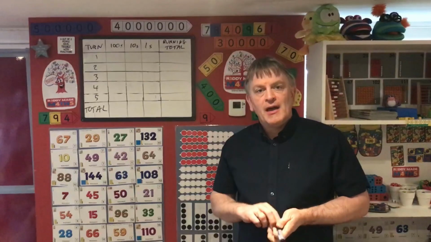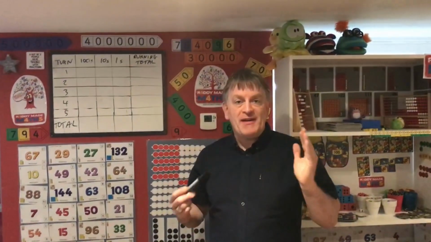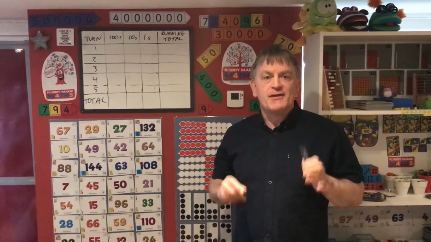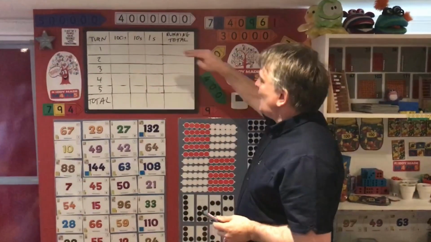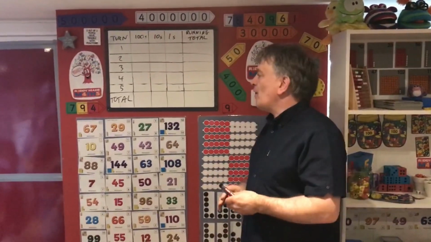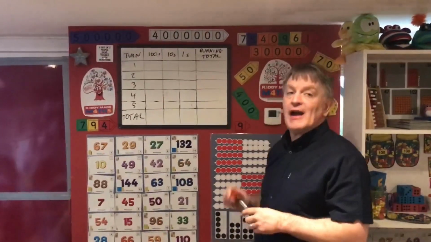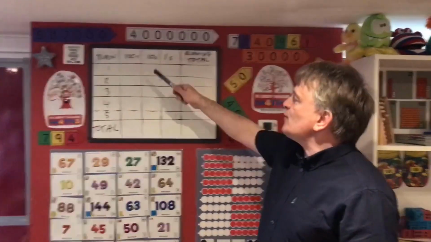The final game I want to show you is one of my favourites. It's called Decisive Dice Digits. You've seen the game board on the PowerPoint earlier. Now we're going to just have a look at how the game progresses. We've got hundreds, tens and ones.